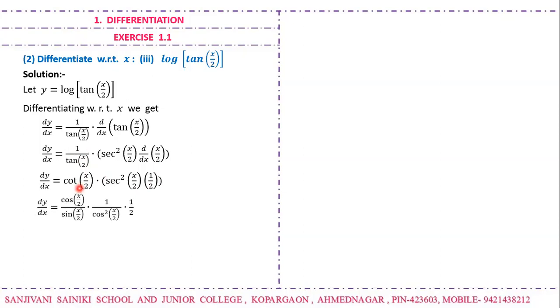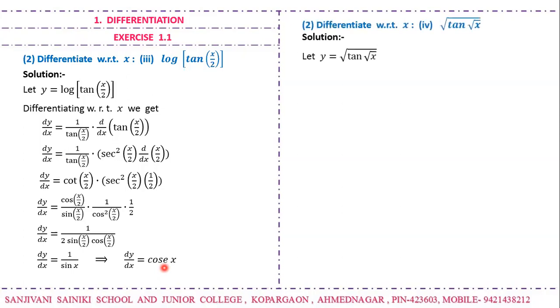In next step I will write this cot as cos upon sine and this sec as 1 upon cos square. So here there is one cos, here there are two cos. So one of them is cancelled and what you will get is 1 upon 2 sine x by 2 cos x by 2, which implies sine x, because here we have used the formula sine 2 theta is equal to 2 sine theta cos theta. So the derivative of the given function is cosec x.